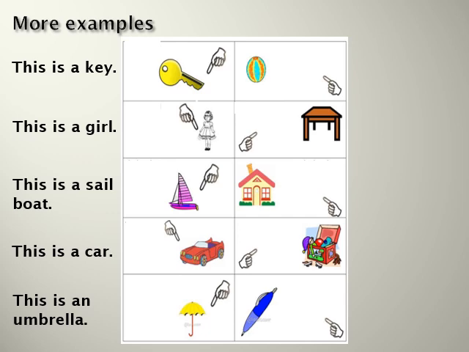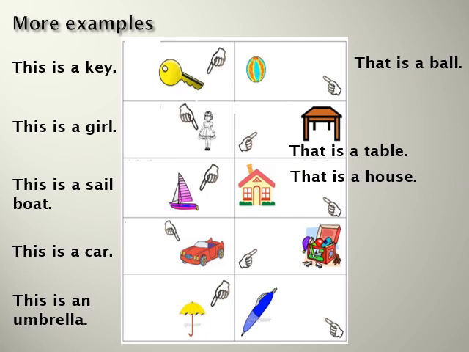Now look at the pictures on the right. Every object in the picture is far from the hand. So we use that, and you can see there is only one object. Let's go through the sentences. That is a ball. That is a table. That is a house. That is a toy box. That is a pen. Here again, you can see the helping verb is because there is only one object.